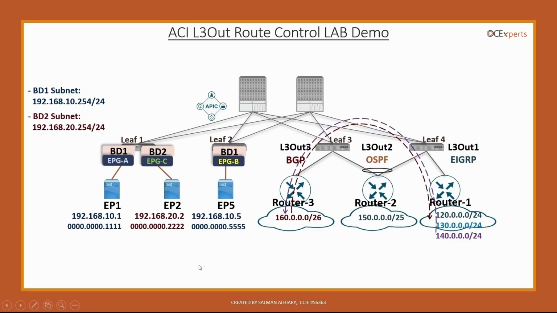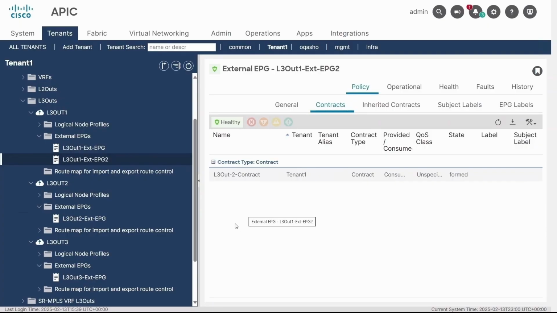Please keep in mind that we need to configure the export route control subnet under the L3 out that is going to advertise it to the external router, not under the L3 out that receives the traffic from the outside. So I mean by this, L3 out 1 should configure this subnet as an export, and on the other hand, L3 out 3 should configure this subnet as an export route control subnet, okay? I need to configure 160 under L3 out 1.